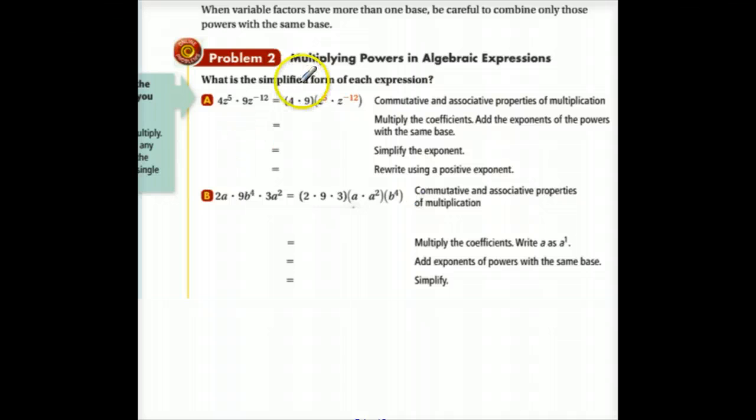All right. Now they're going to throw in an algebraic expression, so we have some variables. The rules apply to the algebraic expressions just as they do to the numerical ones. So in this example, 4z to the 5th power times 9z to the negative 12th power. Well, because of the commutative and associative properties, I can regroup this because it's all being multiplied together. So I'm going to pull the 4 and the 9 and multiply those. I get 36. And then my z's, z to the 5th times z to the negative 12th.